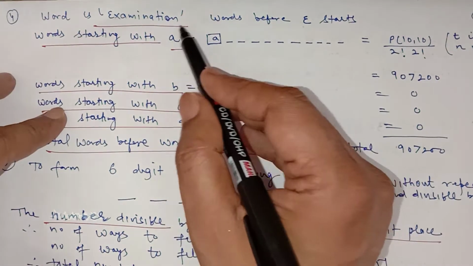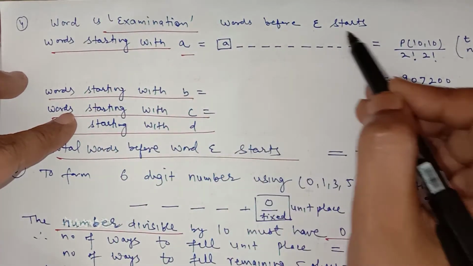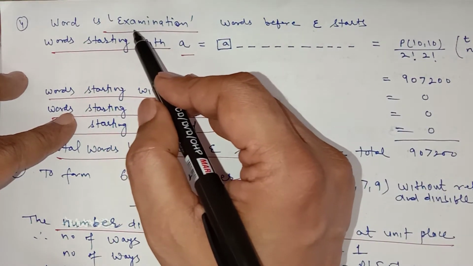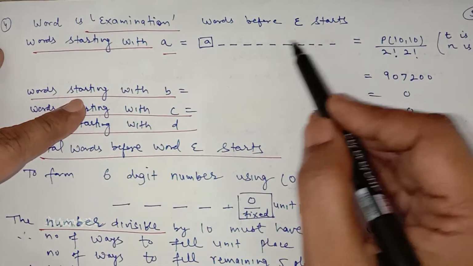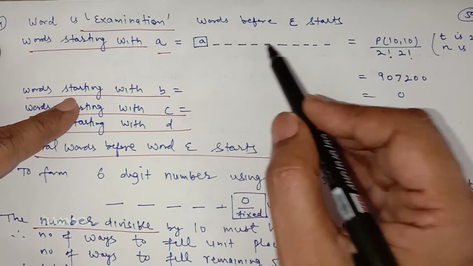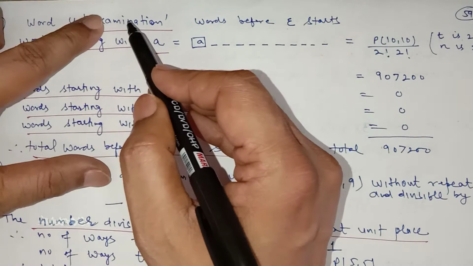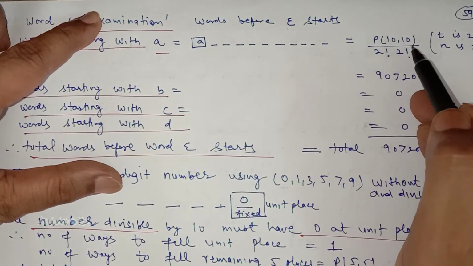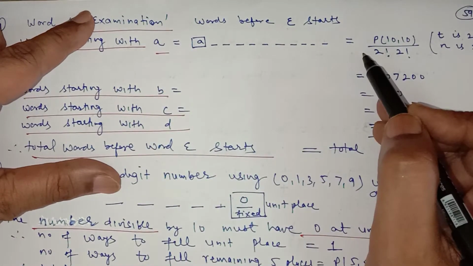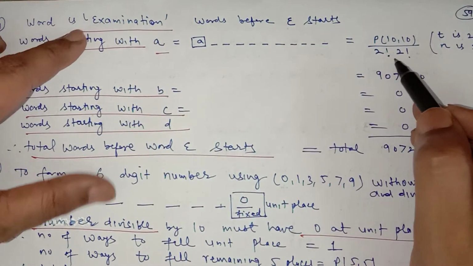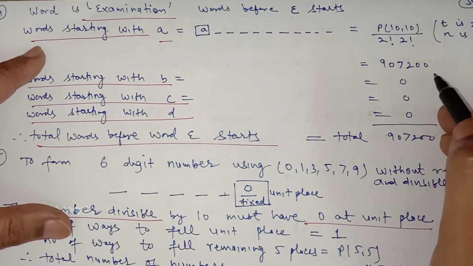So when a word is starting with A, at the first position the alphabet should be A, and the remaining alphabets like E, X, M, I, N, they have to be arranged, because all of them have to be arranged. So it will be a permutation of the remaining 10 alphabets. 11 alphabets are there, starting with A. So the remaining 10 can be arranged in 10 factorial, in which N is repeating 2 times and I is repeating 2 times. So it should be divided by factorial 2. So it is coming out to be 907200.